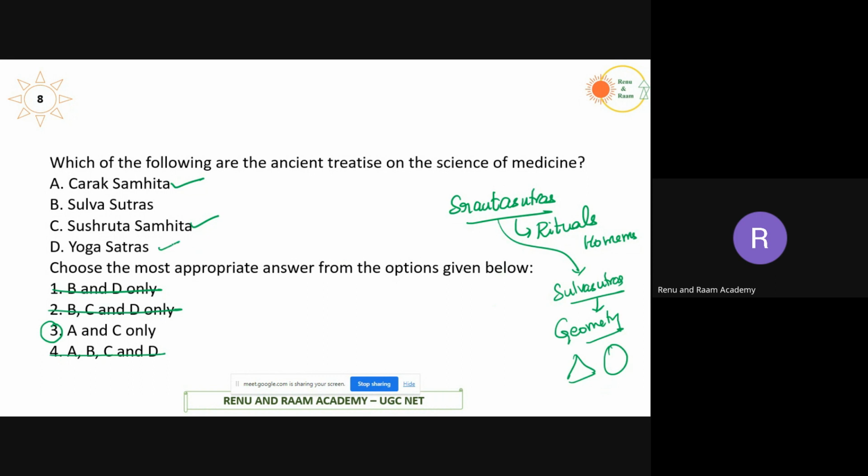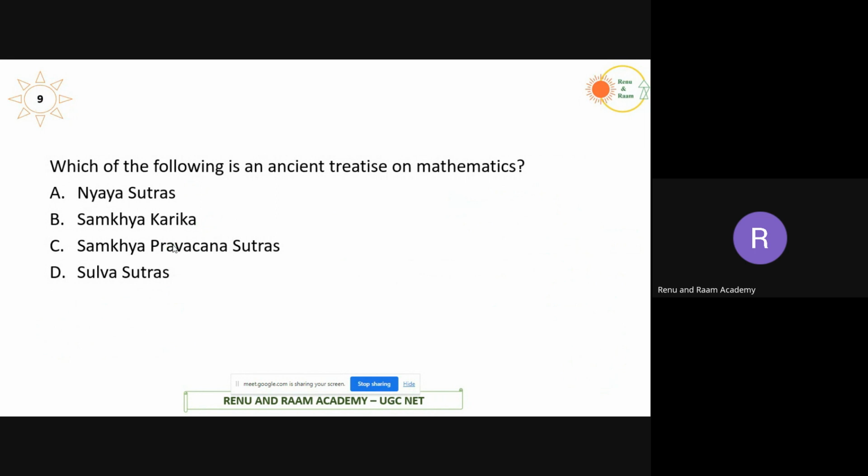Yoga Sutra, the yoga. Yes. Moving on to the next question. Very easy question, similar to the last one we have done. Which of the following is an ancient treatise on mathematics? So we have seen Sulva Sutra was the geometry textbook. So geometry is a part of mathematics. So you can say D, Sulva Sutra is the answer.